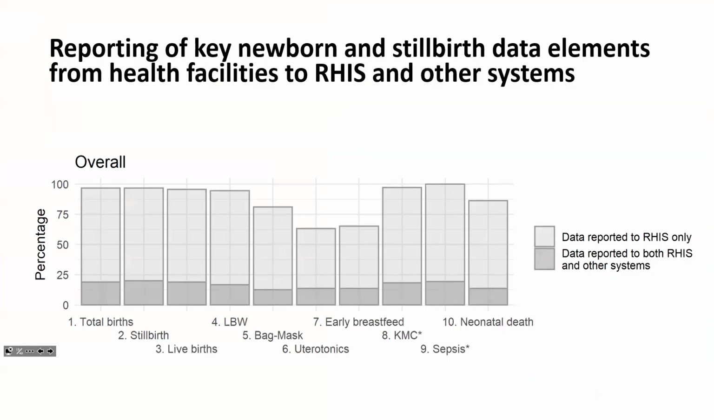The figure shows reporting of key newborn and stillbirth data elements to RHIS and other systems from health facilities. The pearl shaded data are reported to RHIS only for most indicators, and the dark shaded to RHIS and other systems, and the 3 indicators in the center were reported less often. These are low birth weight, bag and mask, and uterotonic.